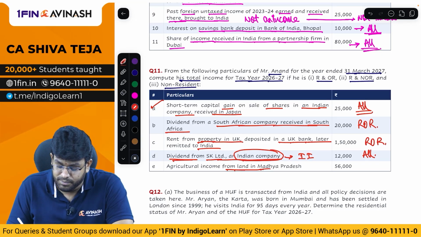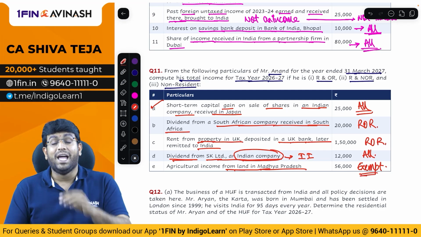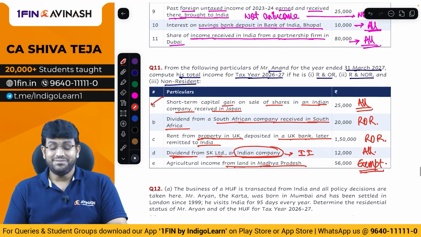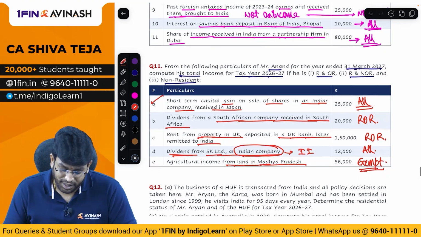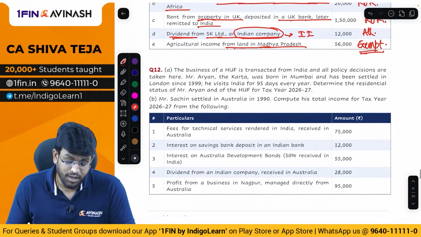Agriculture income from a land in Madhya Pradesh, this is exempt. So we will not tax for any person. Getting clarity, friends? Excellent. Next question, guys.